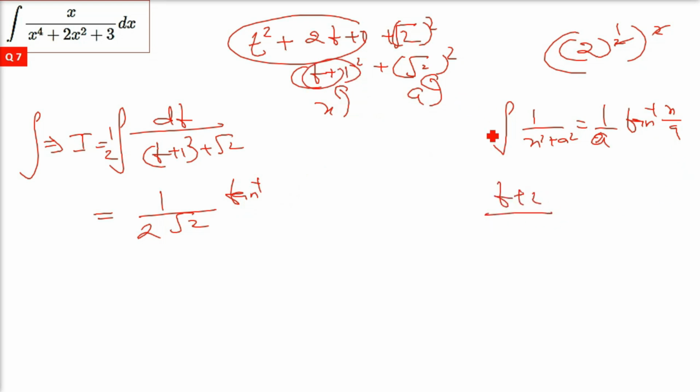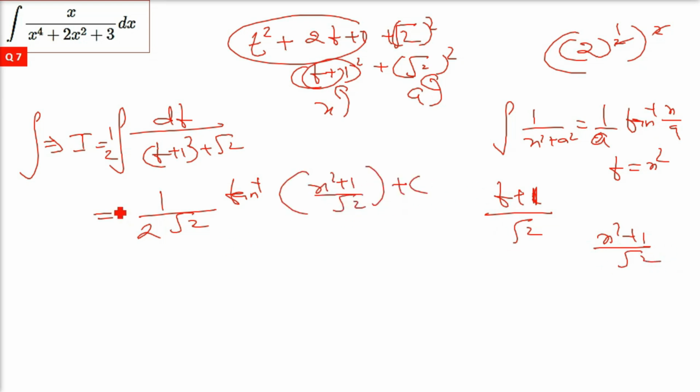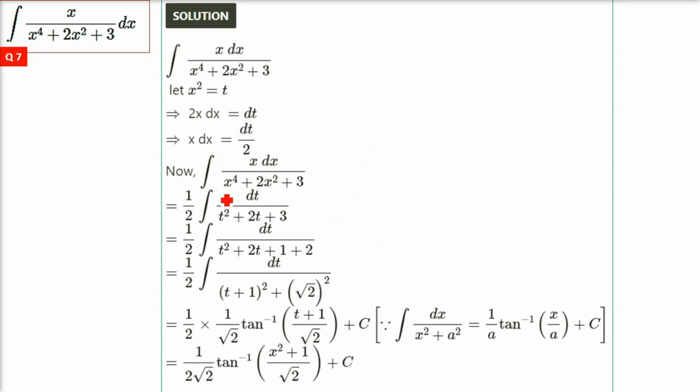So it will be 2 times t plus 1 divided by under root 2. Please remember t was x square. So x square plus 1 divided by under root 2. Let me change t to x square, so tan inverse of x square plus 1 by root 2, plus the constant of integration. That's your final result. So this is the reference for you. You can follow this reference, and please write the formula wherever it is applicable so that the examiner knows you know the formula. Making it a perfect square is always known to you from the previous classes.